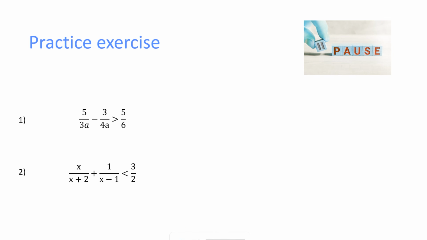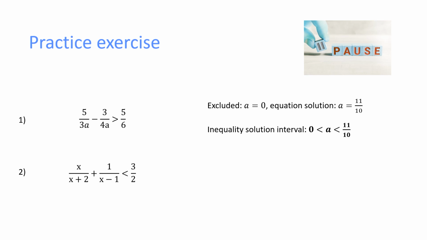So for the first one, the excluded value is 0. 0 cannot be in the denominator. After that, when you compute the equation in step 2, the solution should be 11/10. Those two numbers you will need to use to split the interval and then test the different intervals, and you should get to the solution that only the middle interval works for your inequality. Therefore the solution is 0 is less than a, less than 11/10. Of course, this can also be written in interval notation, 0 to 11/10.